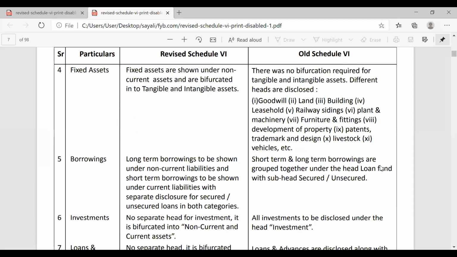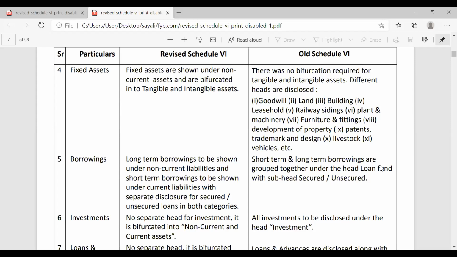So again, fixed assets are shown under non-current assets and are bifurcated into tangible and intangible assets. Means there is another categorization for fixed assets. There are two sub-categorizations prepared in the new revised Schedule 6, that is tangible and intangible. Whereas in the old schedule there was no bifurcation required for tangible and intangible assets. All assets are recorded under one head as an asset, whether tangible or intangible. So borrowings are a new inclusion in the revised schedule.